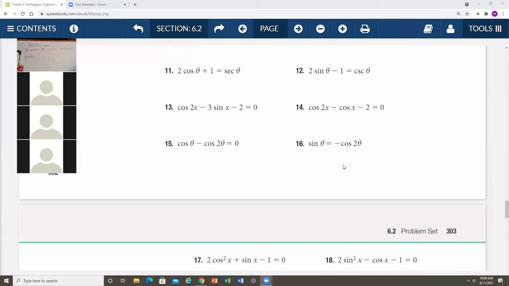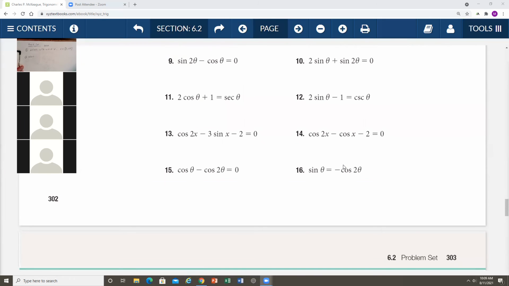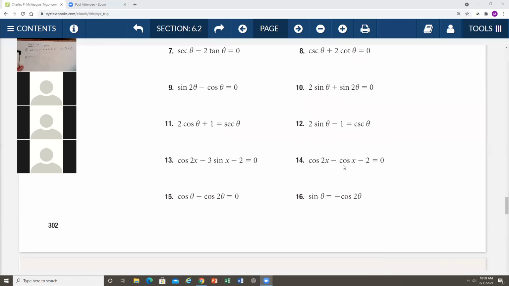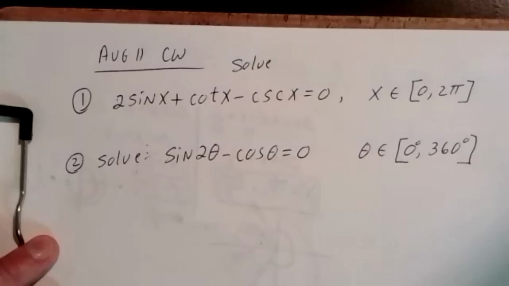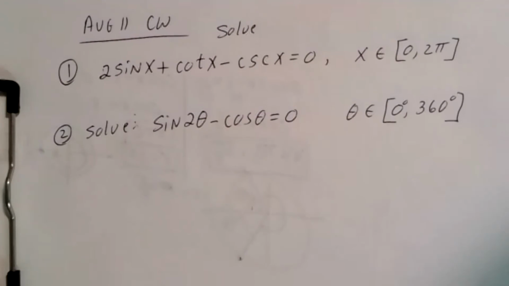Next problem I want you to solve is one like number 9, the sine of 2 theta minus the cosine of theta is equal to 0. And notice now your solutions will be in degrees, from 0 degrees to 360. There you go, Linda. Those are the problems I want you to solve. All right, I'll give you time to work on those.